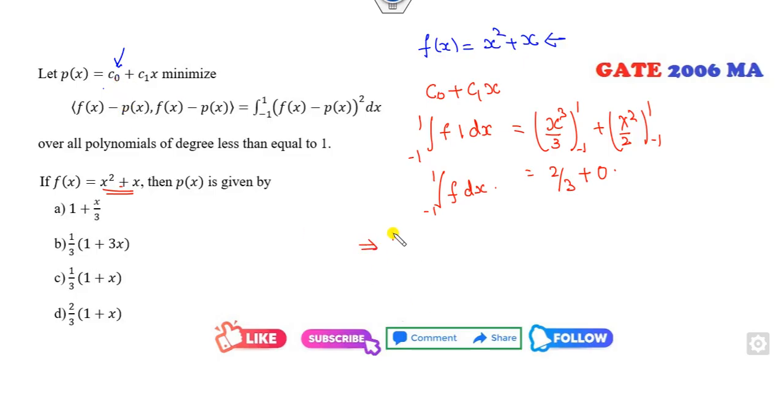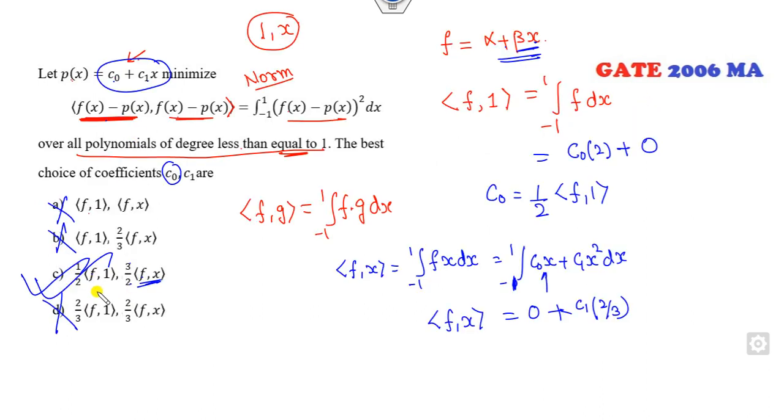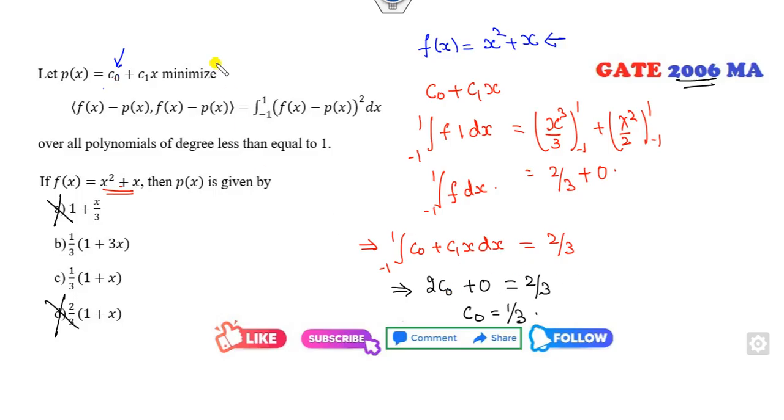Now how you can find the value of, but my target is to find the c naught. Okay, so I have to integrate this also like of this. This value will be my 2 over 3. What is the integration on the left hand side? 2 c naught plus 0 is 2 over 3. So c naught will be 1 over 3. So this option is cancelled. This option is cancelled. Otherwise, both the questions are in the same examination paper. So once you obtain that, my c naught is half f comma 1 and c1 is 3 over 2 f comma x, then I can calculate from here. Anyhow, I obtain this one.